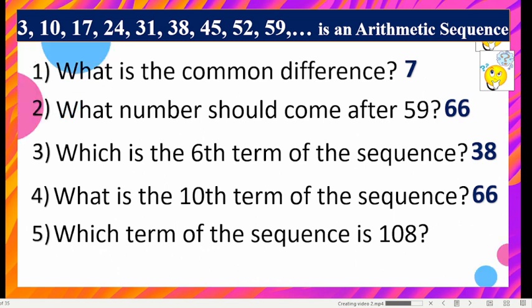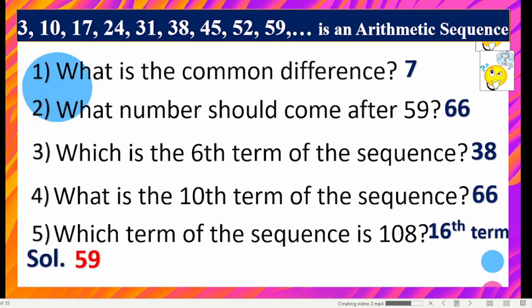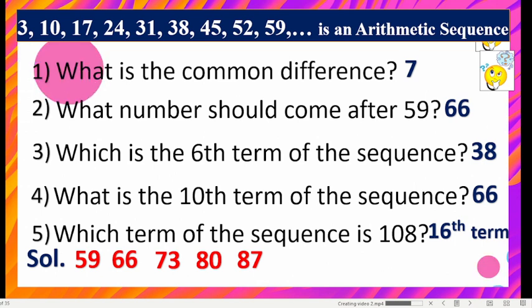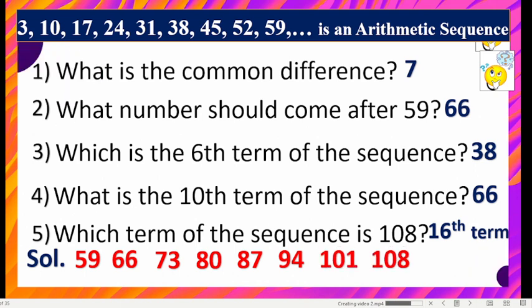Which term of the sequence is 108? Good. The answer is the 16th term. Notice that if you add positive 7 to 59, you will get 66. 66 plus 7 is 73, plus 7 is 80, plus 7 is 87, plus 7 is 94, plus 7 is 101, plus 7 is 108.